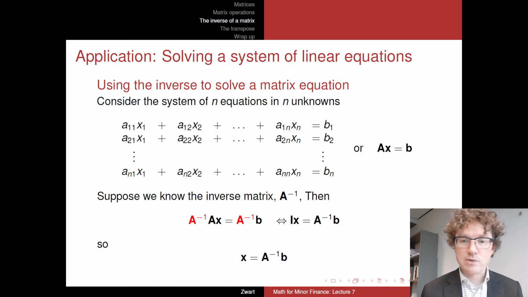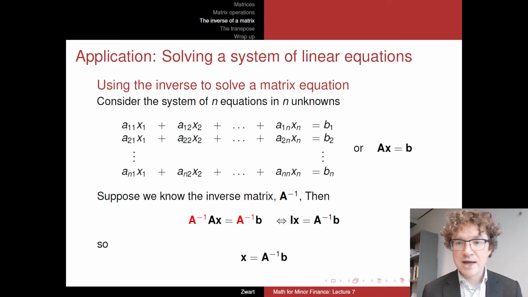But that's very useful, because multiplying anything with the identity is like doing nothing to it, right? That's basically the defining character of the identity matrix. So the identity matrix times x should just give x. That's what I wrote here: identity times x is just x. So it says x equals A inverse times b. But that's precisely what we want to know. We wanted to know what x is.